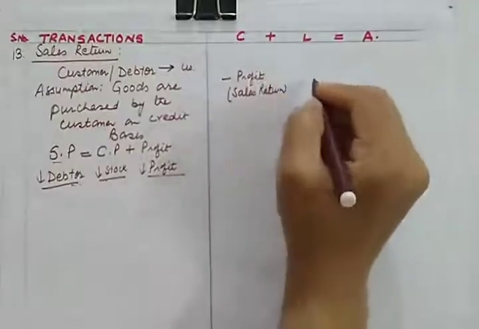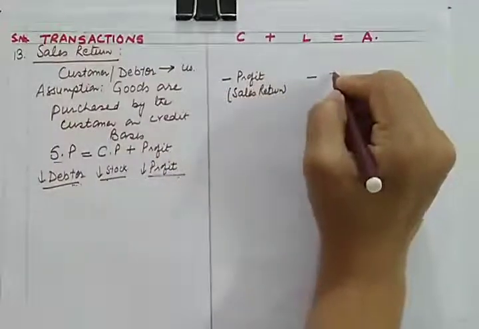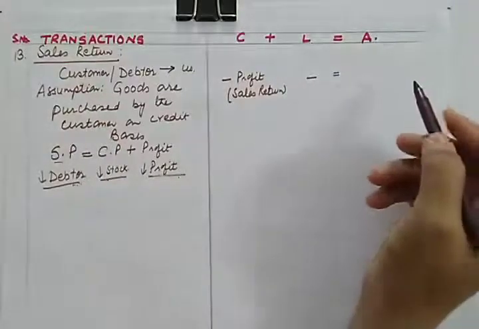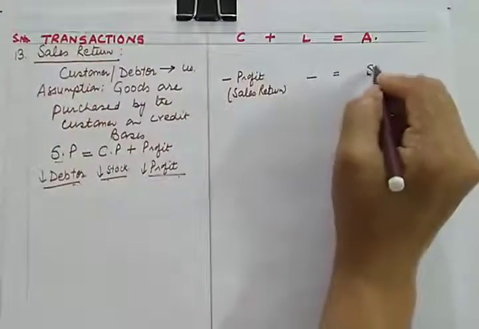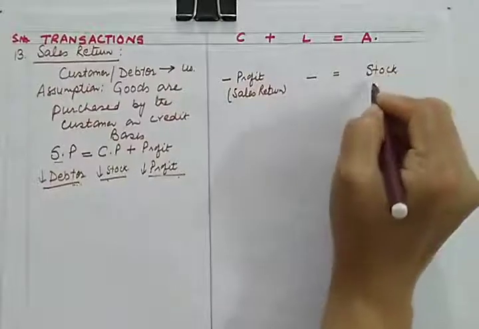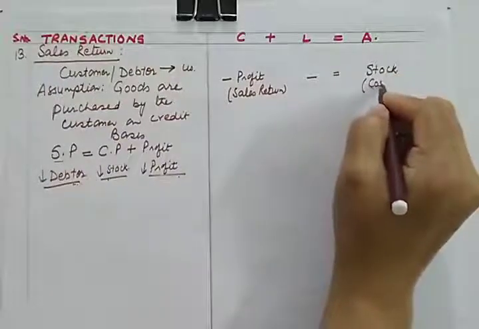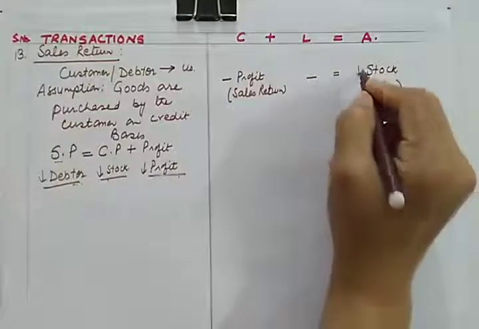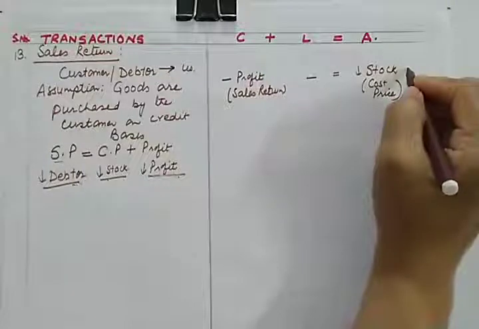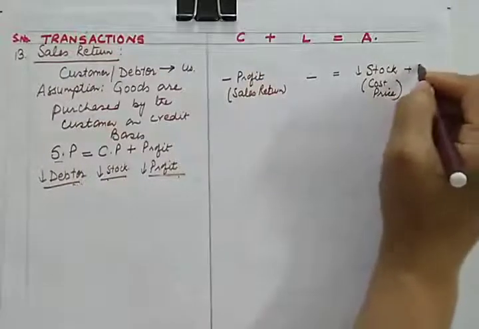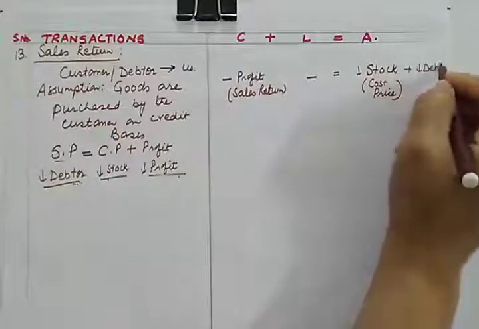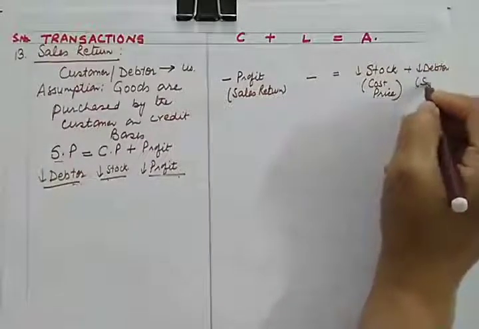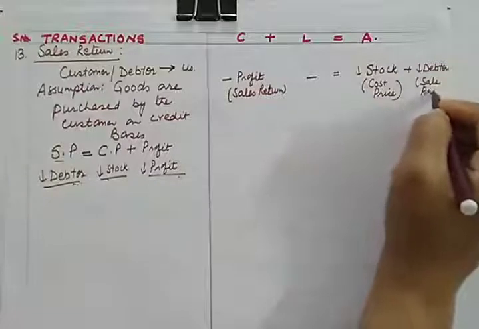No change in liabilities, and because cash is not paid by the customer, we are not returning in cash. So no change in cash, but our stock will change with the cost price. And moreover we'll be reducing our debtor. How will we reduce our debtor? We'll be reducing our debtor with the sale price.